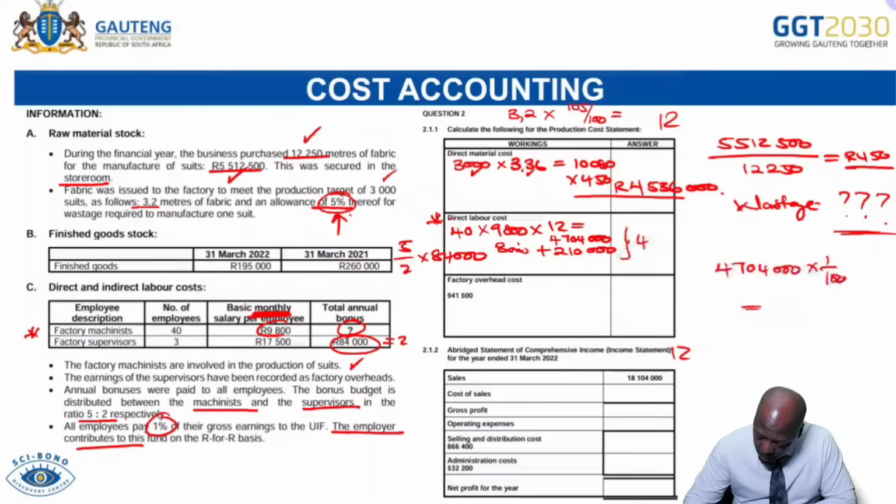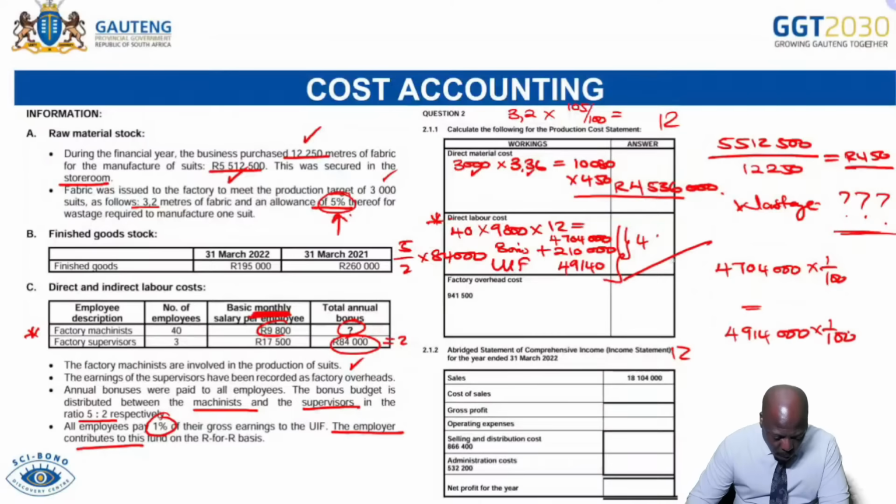To get 4,914,000, because we have to get our 1%, we say 4,914,000 times our 1%. I don't have my calculator here, but your UIF contribution is to be 49,140, and then we add everything to get our final amount, which would need a calculator also.